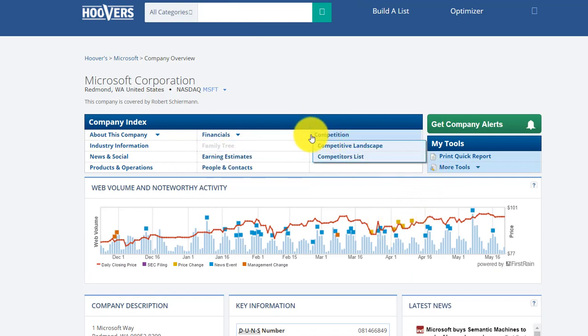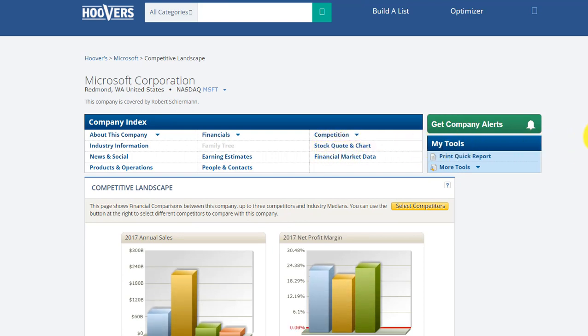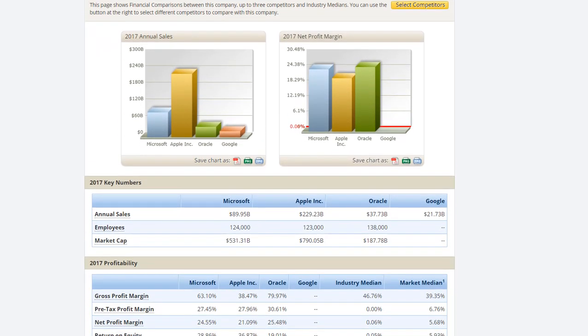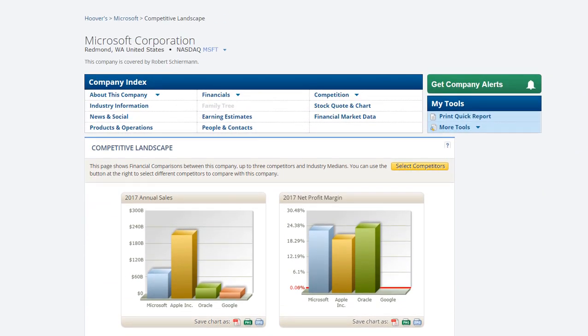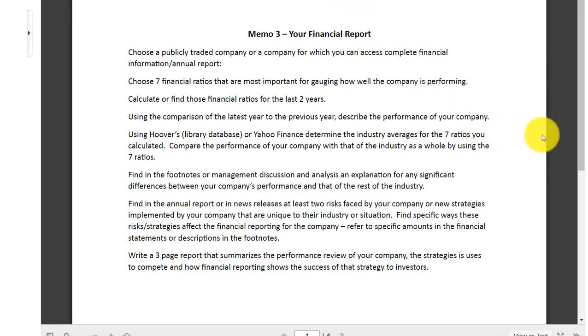And then when this comes up, you'll be able to look at competition and find companies that compete. All right? When you do that, you're going to be able to compare Microsoft, or whichever company you choose, with the competition as far as the ratios are concerned. So that's how you come up with ratios for the competition or the industry as a whole. Okay?